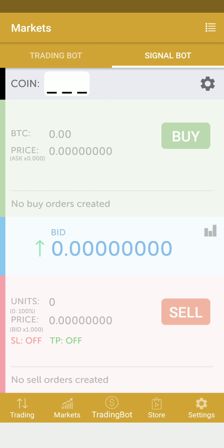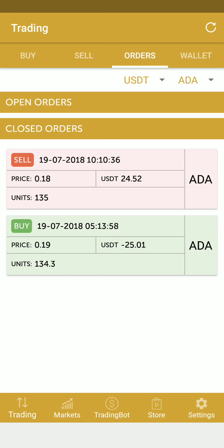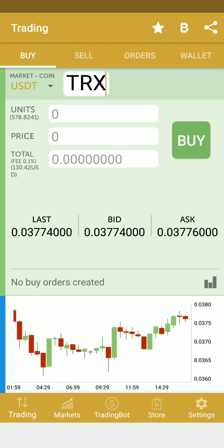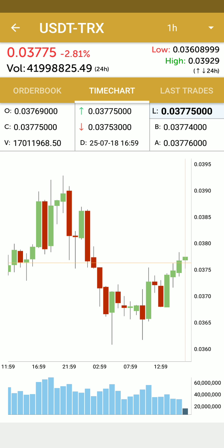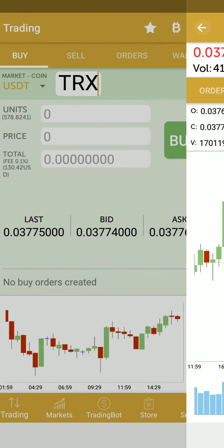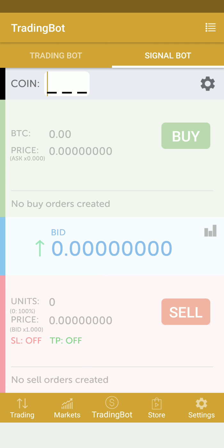So if you're sitting over here staring at the charts, and then all of a sudden you see that thing start rocketing, right? You can jump right over here, signal bot, TRX, buy. And then you can watch the price shoot up. It's right here in the bid. You'll watch that change, and as it goes up, and then as soon as it starts kind of losing its momentum, you can just hit sell and get out. It's for super fast trades.